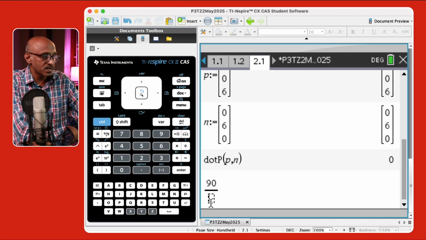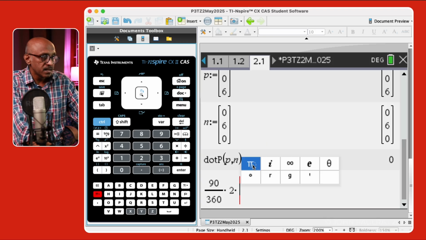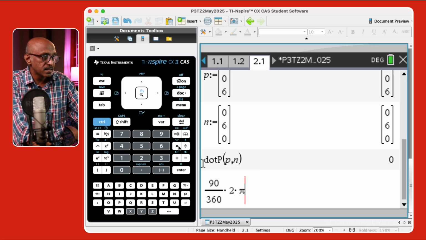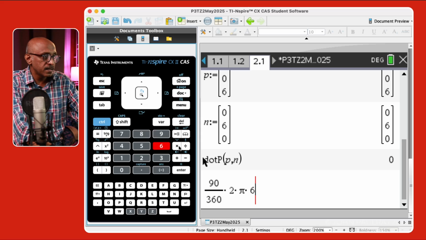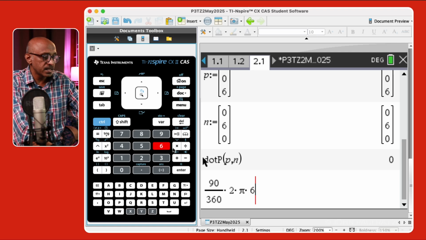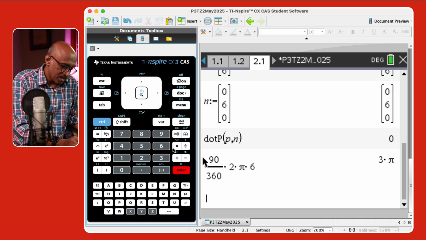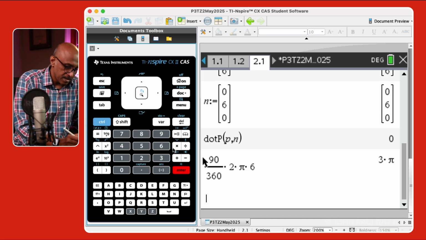So 90 over 360 times 2 times pi. Use this letter pi, and the r is 6, or you can even enter. Did you say 6? Yeah, it is 6, right? And then if I just hit enter, what do I get? 3 pi. 3 pi is basically 3000. Remember that it's basically per thousand. So we can say 3 pi.